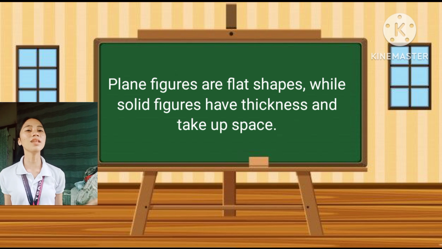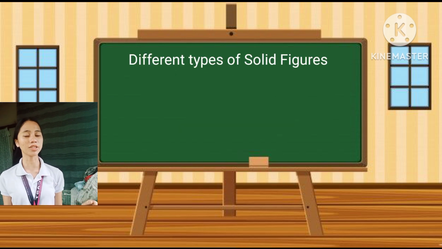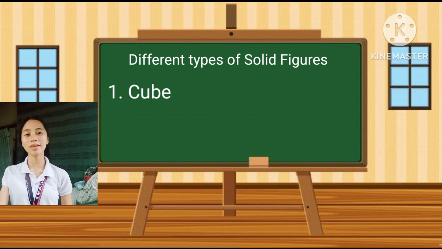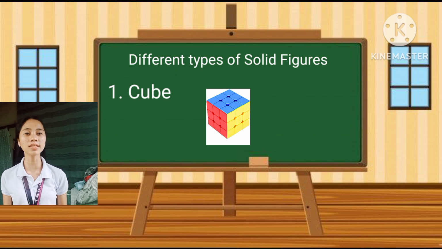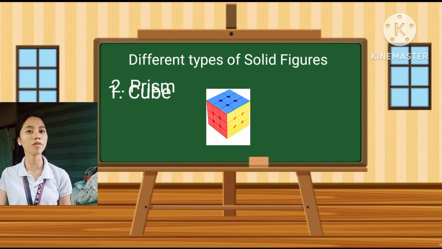Now let's explore different types of solid figures. The first one is the cube. A cube is a solid figure with 6 square faces that are all the same size. It has 12 edges and 8 vertices, or corners. You can think of a dice, for example, as a cube. This is an example of a cube.